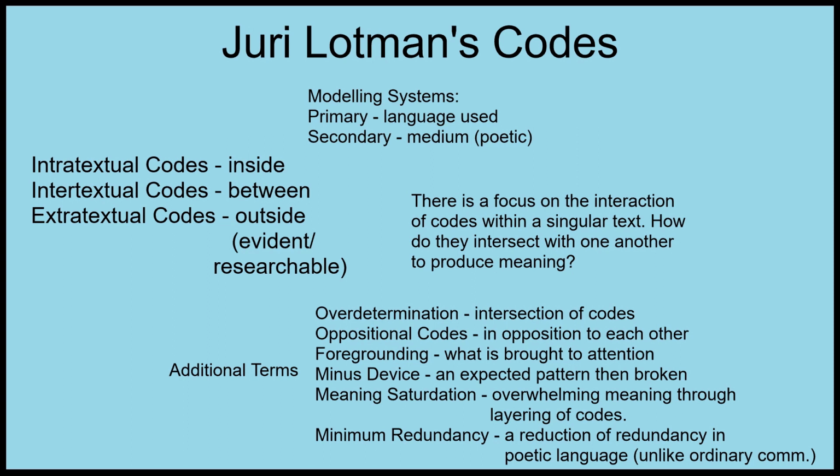This is LC Lupus, and we're going to be looking at Juri Lotman's codes. It's an aspect of literary theory that is especially useful for poetry.